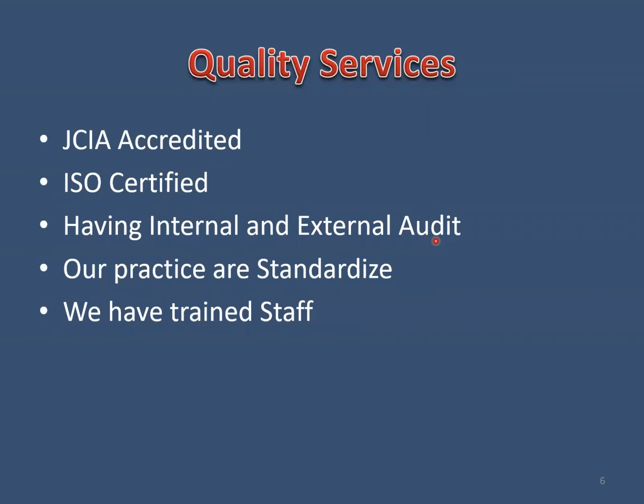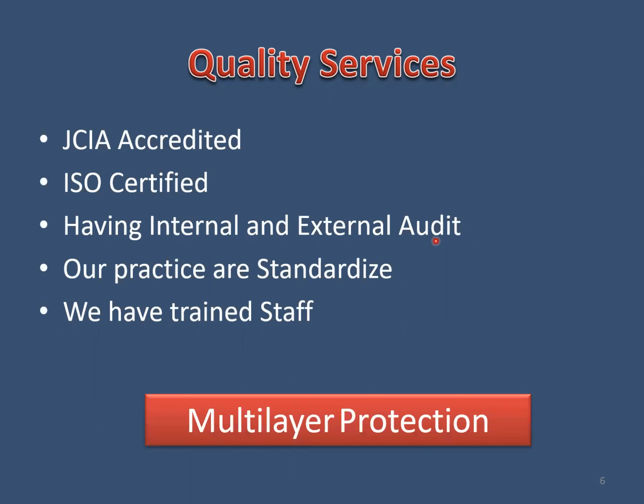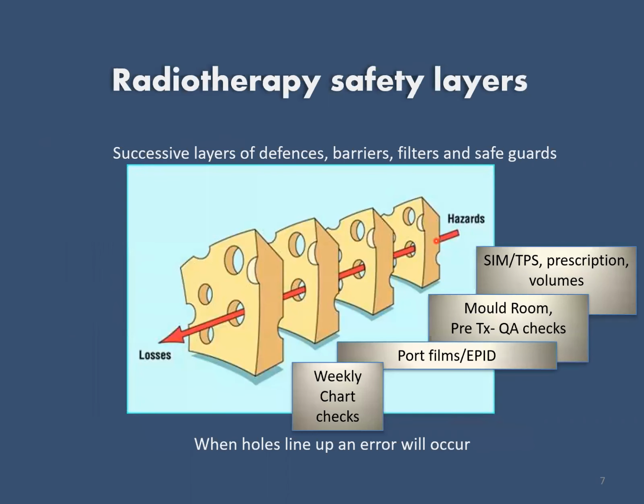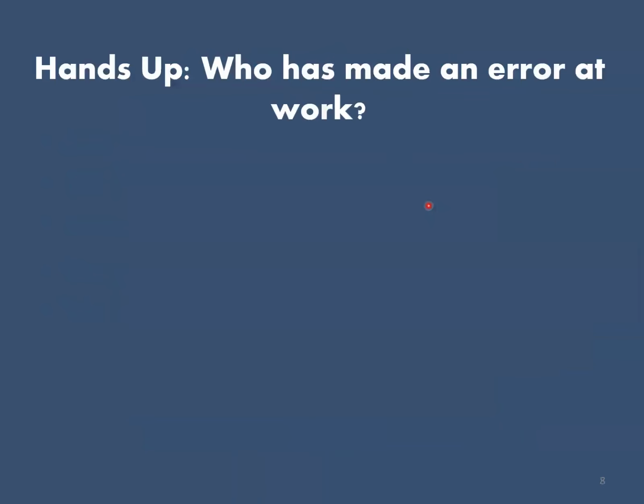For quality services in our department, we are JCI and ISO certified, having internal and external audits. Our practices are standardized and we have trained staff. Multi-layer protection is there, of course. So radiotherapy safety layers are like the Swiss cheese example: successive layers of defense, barriers, filters, and safeguards are in place, but still when an error goes on, it passes through the holes, and when those holes line up, an error will occur.